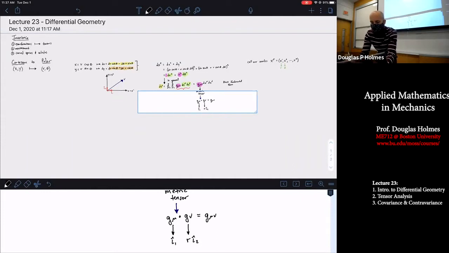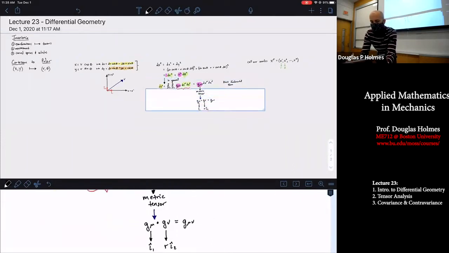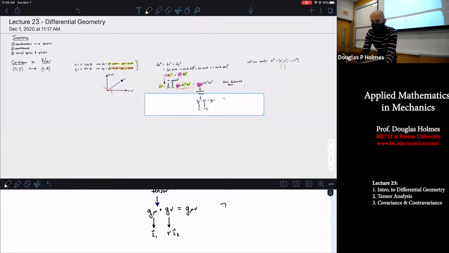So what is our equation here telling us? Our equation up here is telling us that the length of a line in our space is made up of this tensor times the infinitesimals in each direction.